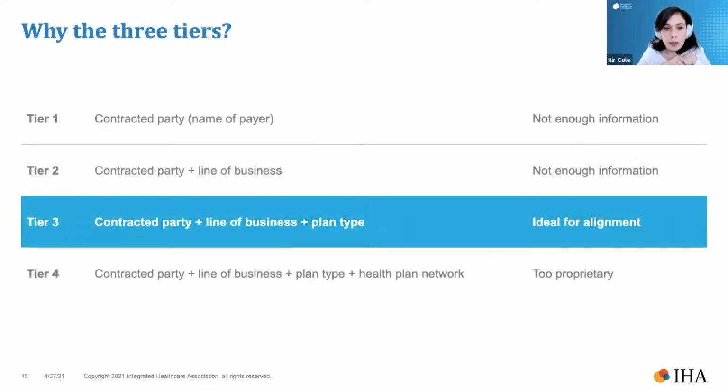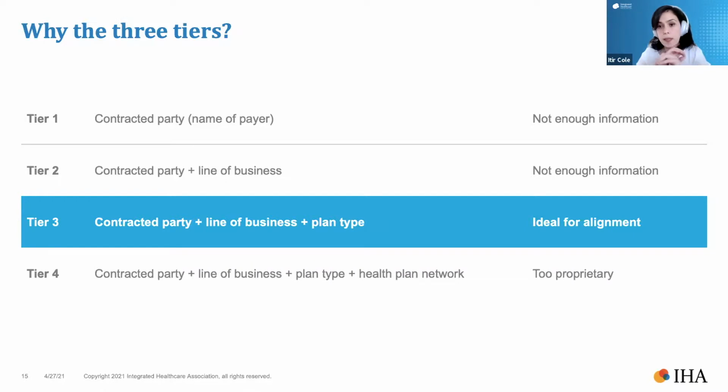And how we landed at Tier 3, we started at the very top. We thought, does Tier 1 give us enough information? Just knowing the contracted payer or the contracted party, is that enough information to line up the providers? And it wasn't. The two contracted parties kept missing each other. Then we brought it to the next level. We said, okay, how about if we added line of business to that? Is that enough information? And again, the two contracted parties kept missing each other.